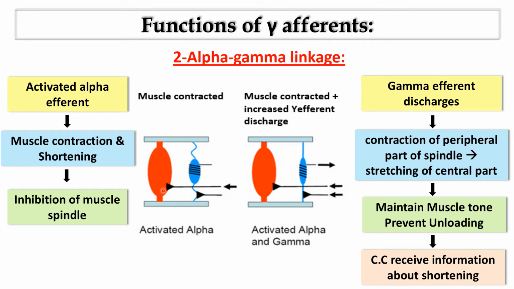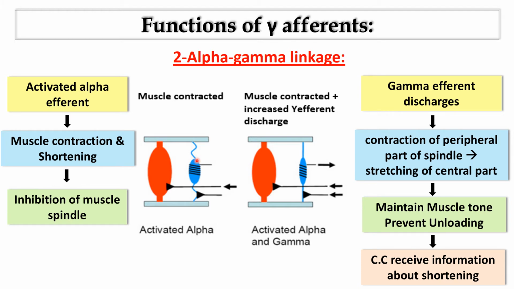When the muscle contracts, it shortens. Its length is less than normal. So, what do you expect will happen in the muscle spindle? There is no stretching at all. So, the muscle spindle will be inhibited, because the muscle spindle is only stimulated by stretching.